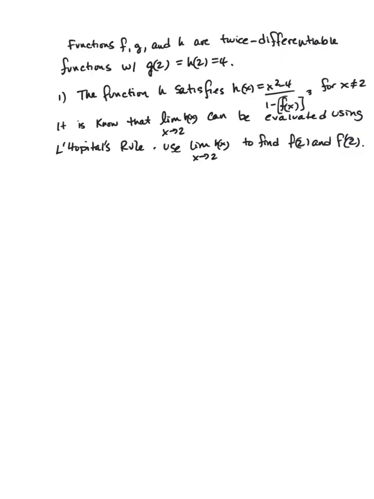Functions f, g, and h are twice differentiable functions with g of 2 equal to h of 2 equal to 4. The function h satisfies h of x equal to x squared minus 4 over 1 minus f of x cubed, for x does not equal 2. It is known that the limit of h of x as x approaches 2 can be evaluated using L'Hopital's rule. Use the limit of h of x as x approaches 2 to find f of 2 and f prime of 2.